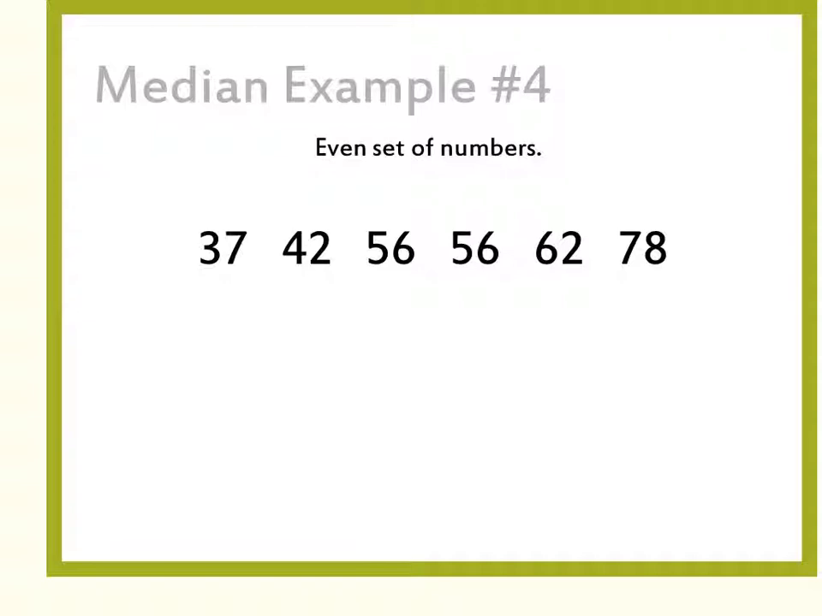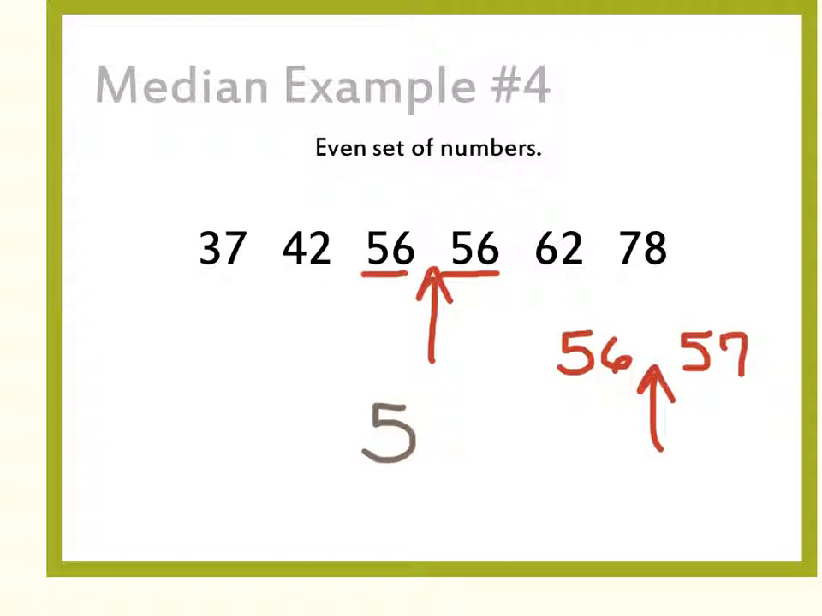Let's take a look at example 4 of finding the median. In this set of data, the 2 numbers that are in the middle are both 56. So we need to find the median, the number that's in between the 56 and the 56. Now, if you said 56 and a half, that is incorrect. 56 and a half is halfway between 56 and 57. It's kind of a trick question. There is no number between 56 and 56. If you get in this situation, 56 is the median.